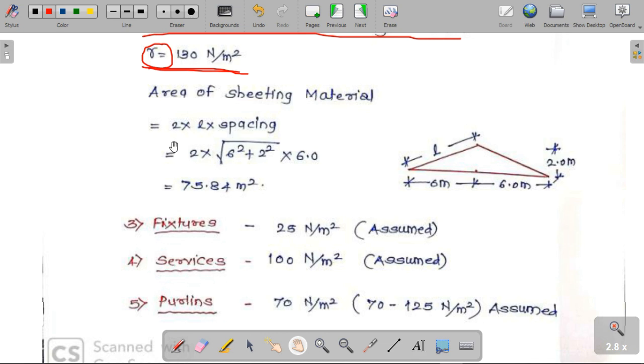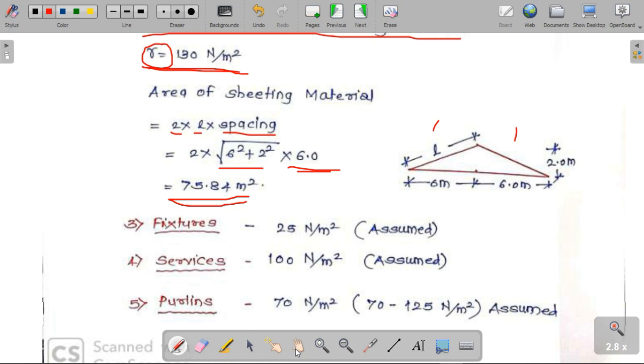So based on that, we will be calculating the area allowed for the sheeting material, which is 2 into the inclined length and the spacing. This 2 is for both sides. So this side it is 1 and this side it is 1. So it will be 2 into inclined length multiplied by the spacing. This is using the Pythagoras theorem. You can calculate 6 square plus 2 square will be equal to inclined length square, and this is the spacing, which is 6 meters. So calculating that, we have 75.84 meter square as the area, and the intensity of load on that particular area is 130 Newton per meter square.